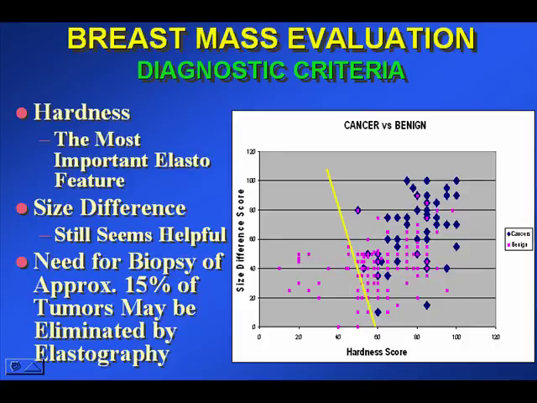The yellow line represents the line of discrimination between benign and malignant that you would want to use if you were using elastography to diagnose these benign lesions. The diamonds are the cancers and the little pink squares are the benign lesions.